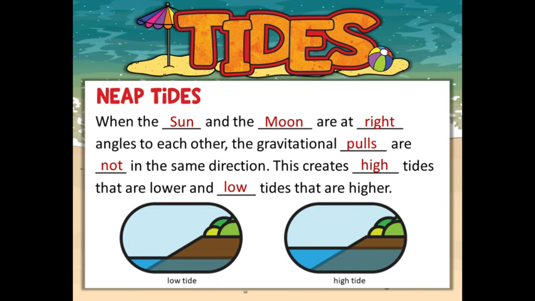Then we have neap tides. That's when we can expect our high tides are not as high and our low tides are a little bit higher than normal. Neap tides occur when the sun and the moon are at right angles to each other. The gravitational pulls are not in the same direction. So the sun is pulling and the moon is pulling in different areas. So that's going to make the high tides not be as high. They're going to be lower than expected, but low tides are going to be a little bit higher than expected.